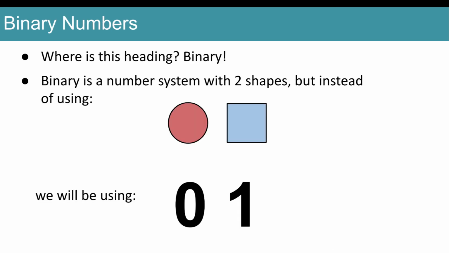And so where is this going? It's going to binary. So binary is a number system with only 2 shapes, but instead of using circles and squares, we're just going to be using zeros and ones, because it turns out a computer is an electronic device. And if there's electricity on, then a computer can represent that as a 1, and then if it's off, it can represent that as a 0. And so we can have all of these different combinations of zeros and ones to represent an infinite amount of numbers.